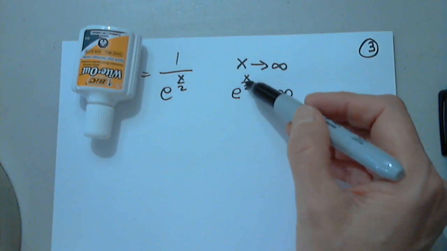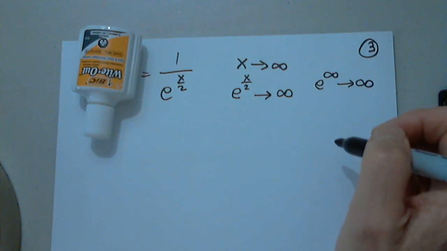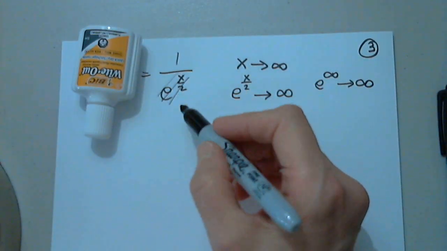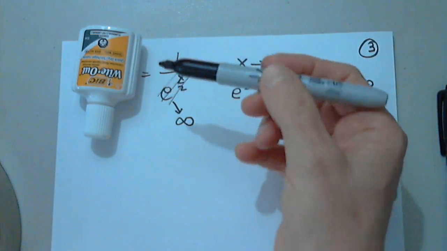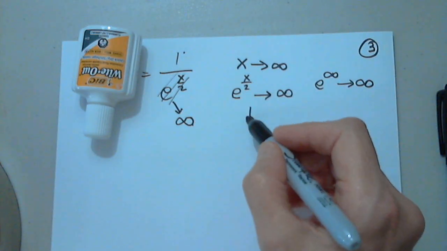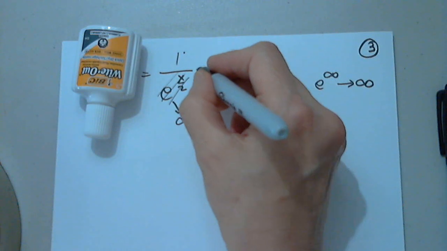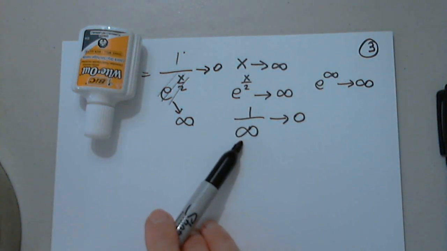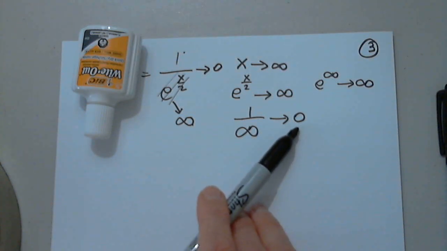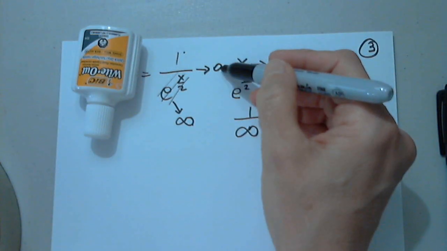Because e to infinity approaches infinity. So this denominator will always approach infinity. But now, when we have 1 over infinity, this will approach 0. Because imagine I divide a pie by everybody on the planet. Nobody will get anything. Not even a taste of it or a smell of it, right? So 1 divided by infinity approaches 0.